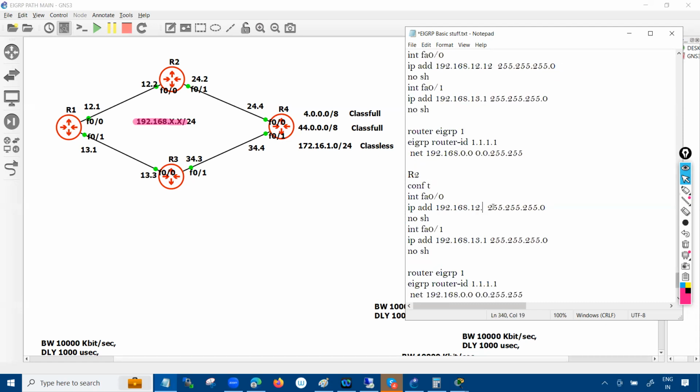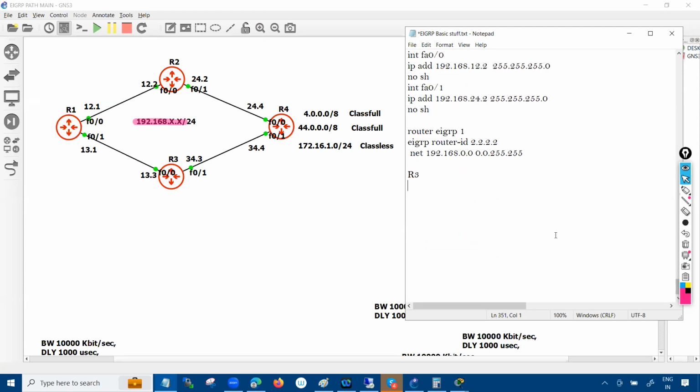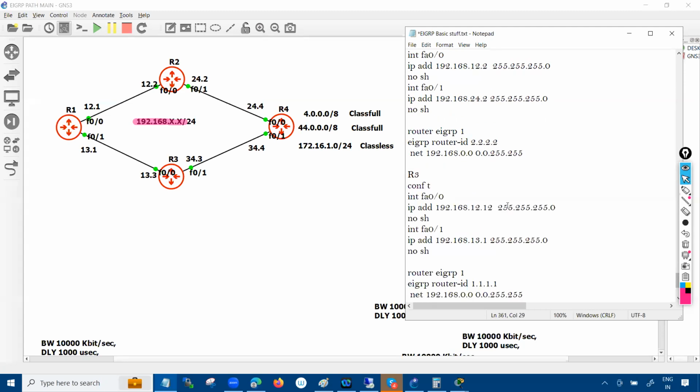On this one, we need 12.2, and interface 0/1 should be 24.2. So on router number 2, you have two IP addresses, 12.2 and 24.2, and the EIGRP router ID also should be changed, and the remaining network statement will be the same, right? R3 we have now. On R3 we have 13.3 on 0/0, then we have 34.3, and the router ID will be 3.3.3.3.